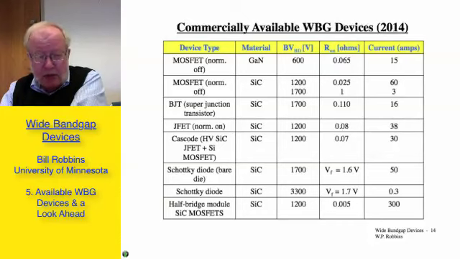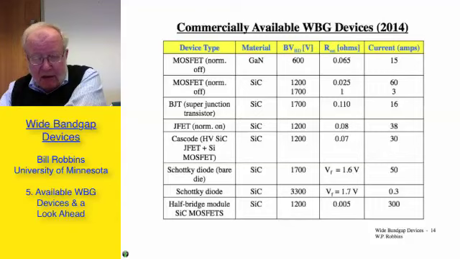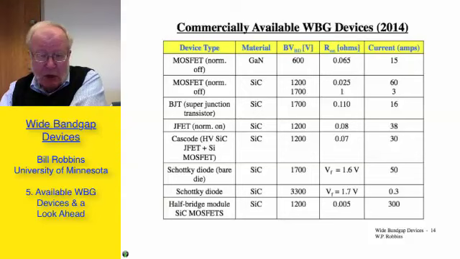There is a bipolar junction transistor made by Infineon, I think, out of silicon carbide, 1700 volt breakdown, 110 milliohms, 16 amps. Normally on JFET at 1200 volts, 80 milliohms and 38 amps. Cascode structures of a high voltage silicon carbide JFET in series with a silicon MOSFET, 1200 volts, 70 milliohms, 30 amps, and you can see other capabilities as you go down the list. These are certainly impressive numbers, and most of these are discrete single devices.